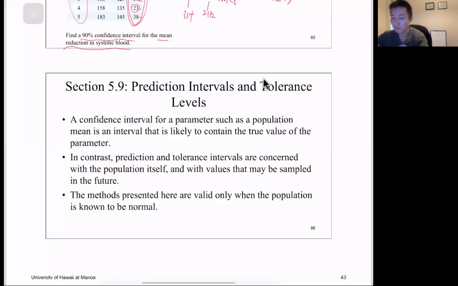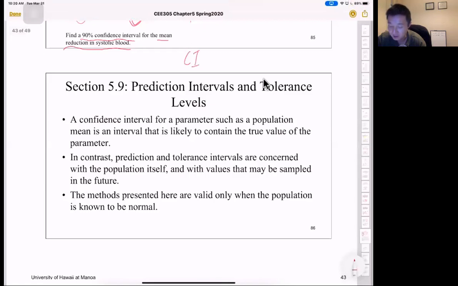All right, so 5.9 is prediction intervals and tolerance levels. So far in chapter 5, we have discussed CI, or confidence interval. So what are prediction intervals and what are tolerance levels? A confidence interval for a parameter such as the population mean, or the difference between two means, or the difference between two proportions, is an interval that is likely to contain the true value of the parameter, such as the population mean.